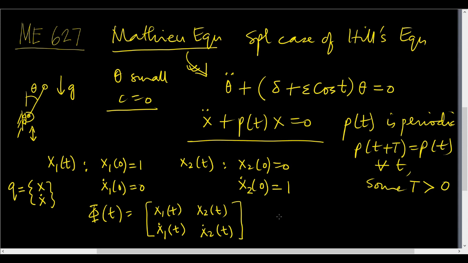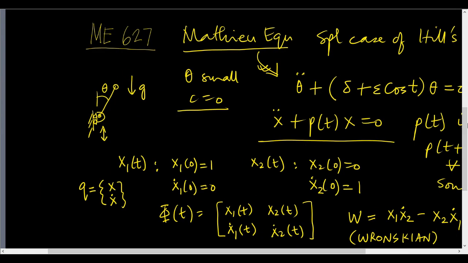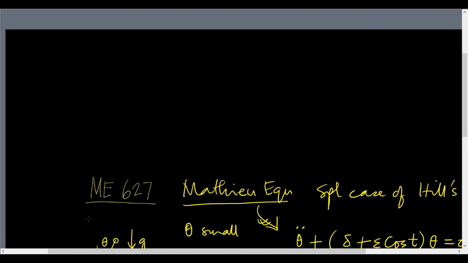According to the classical theory of differential equations, there is something very interesting we do here. We calculate the determinant of this matrix. It's called the Wronskian, and the Wronskian is x1 x2 dot minus x2 x1 dot. So far, basic, no problem. Now let us do something else. Oh, the whole box is used up? No, well, we'll move here.